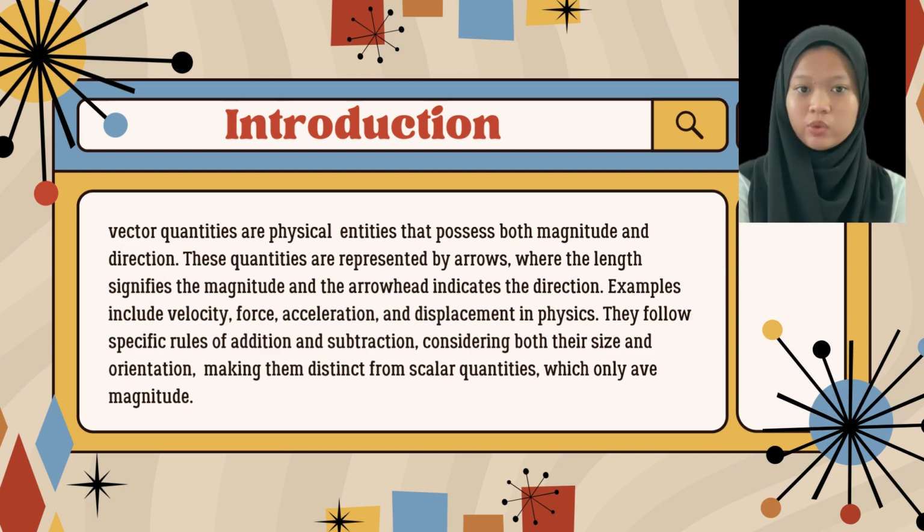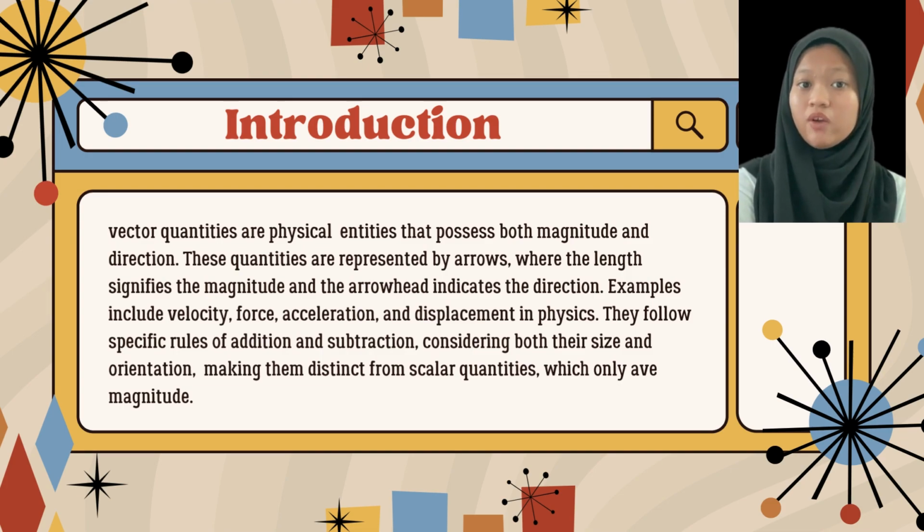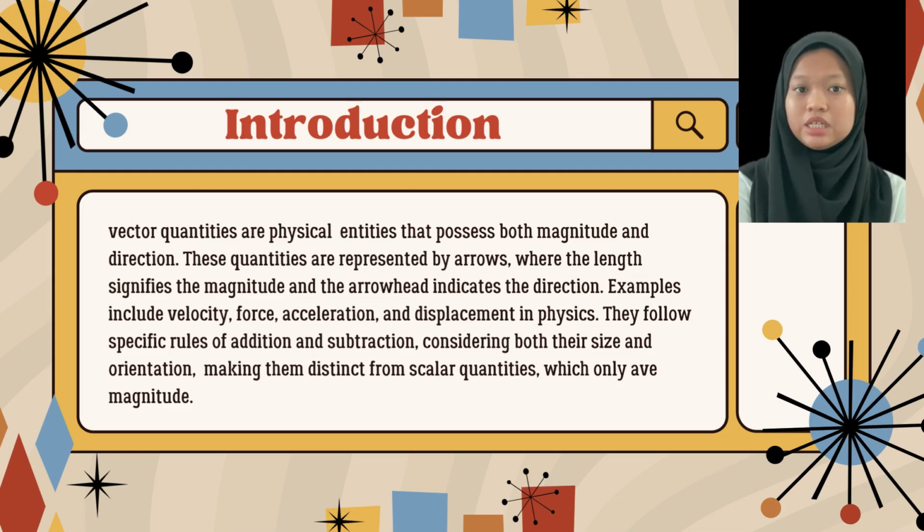So what are vector quantities? Vector quantities are physical entities that possess both magnitude and direction. These quantities are represented by arrows where the length signifies the magnitude and the arrowhead indicates the direction. Examples include velocity, force, acceleration, and displacement in physics. They follow specific rules of addition and subtraction, considering both their size and orientation, making them distinct from scalar quantities which only have magnitude.